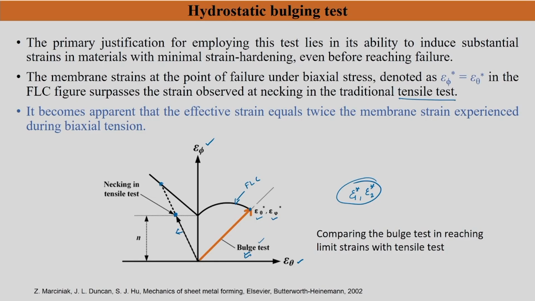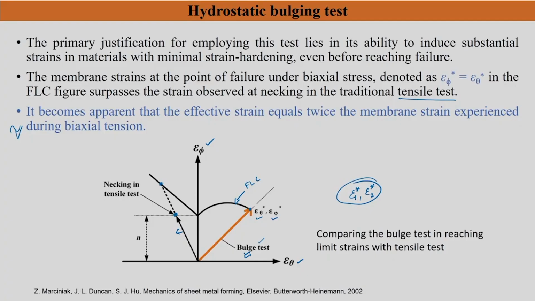Okay. In this way, one can understand that when you do hydrostatic bulge test, there is a little advantage even for low ductile material, that you can have a stress strain behavior comfortably, which is not possible in your conventional uniaxial tension test. And this I already mentioned. Okay. So, it becomes apparent that effective strain equals twice the membrane strain experienced during biaxial tension, which is not the case in uniaxial tension test. In uniaxial tension test, you can find out what is the value. We already did that before.